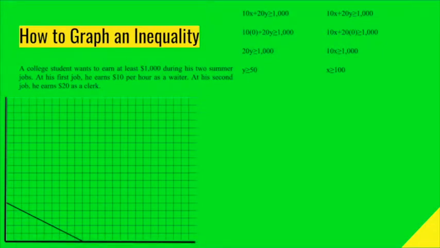How to graph an inequality. A college student wants to earn at least $1,000 during his two summer jobs. At his first job, he earns $10 per hour as a waiter. At his second job, he earns $20 as a clerk. First, we need to find the y-intercepts.